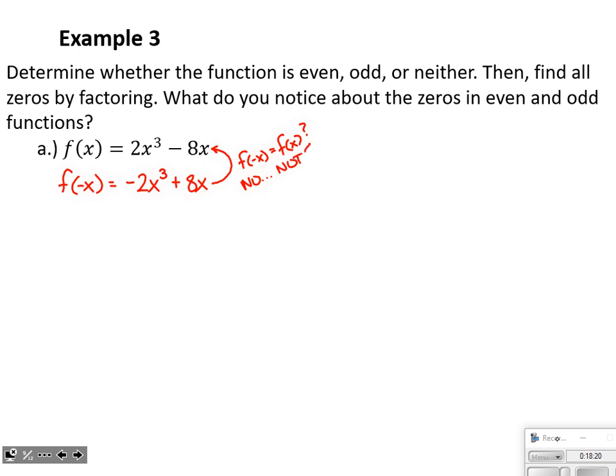Right? Well, now let's find negative f of x. In other words, what happens if I distribute a negative into the original? Then I would multiply negative onto 2x to the third, multiply negative onto 8x. Was that a match to the one before it? In other words, did this negative f of x equal f of negative x? Yes. So it's an odd function.